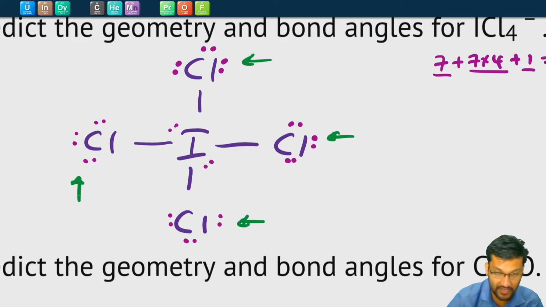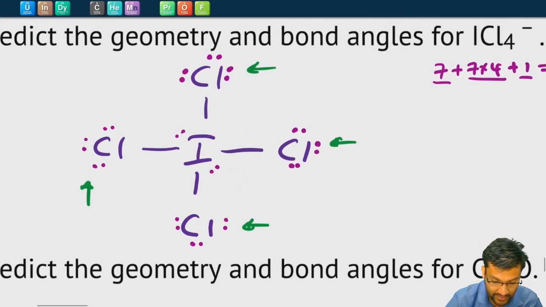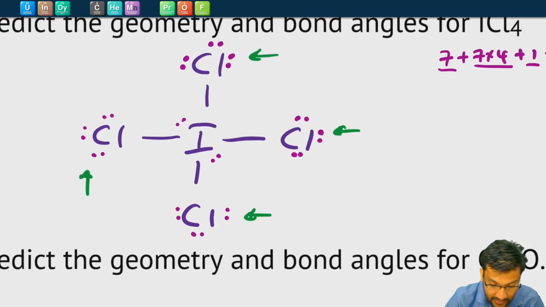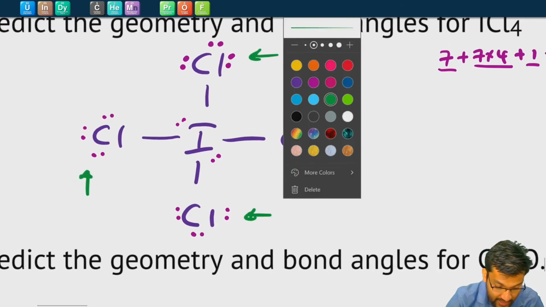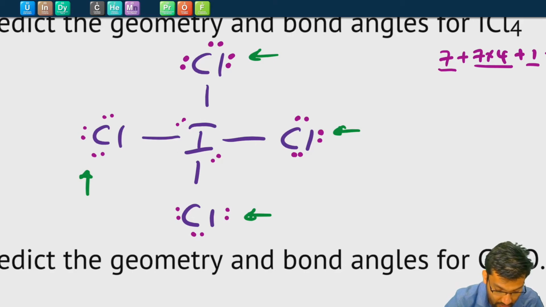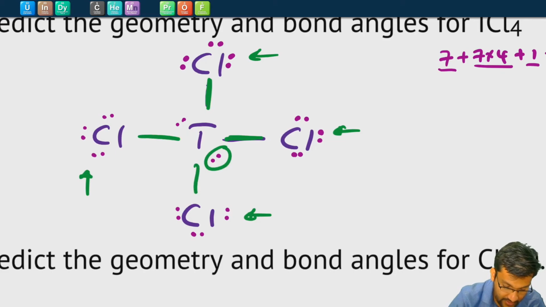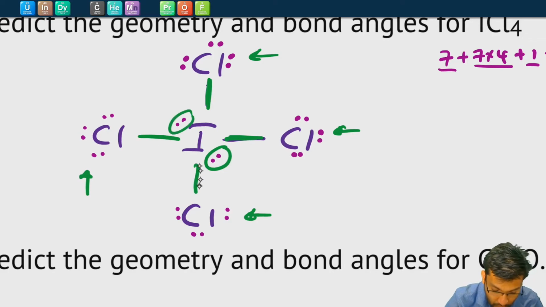Iodine has more than 8 electrons, but we know that's okay. Why? Because it's so far down the periodic table, it can fit more, right? This is one of those exceptions to the octet rule that we talked about. So let's look at how many electron groups we have around the central atom. We have 1, 2, 3, 4, 5, 6. Let's make sure we know that it's a single bond. Okay, so we have 6 electron groups, but only 4 of them are bonds.